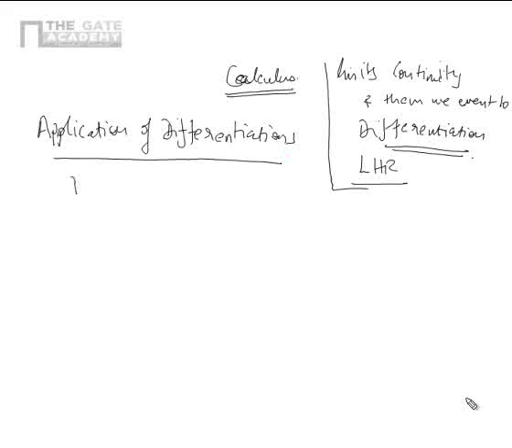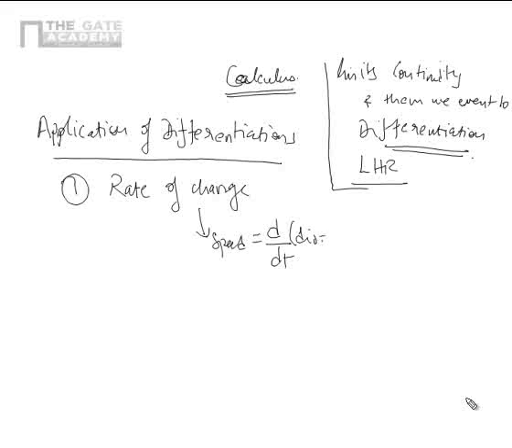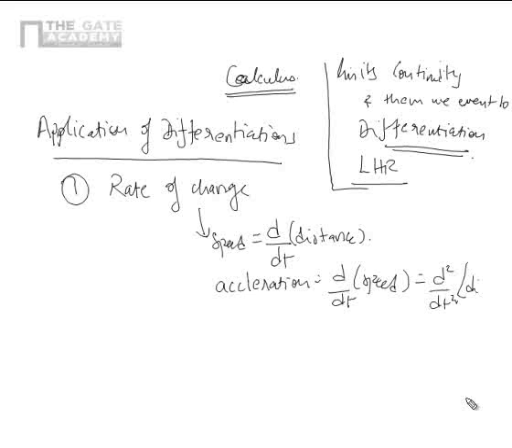So first thing we are going to see: differentiation, what does it give me? Rate of change. This we have seen already. Rate of change means it gives me speed. That is, speed is nothing but d by dt of distance, correct? And similarly, if I do this again, I get acceleration, correct? Acceleration is nothing but d by dt of speed, and this is nothing but d square by dt square of distance, correct?